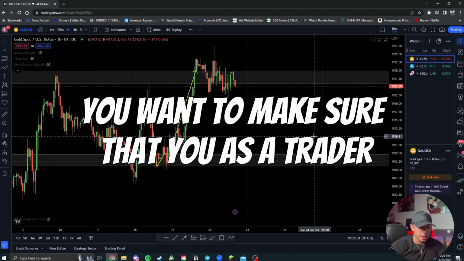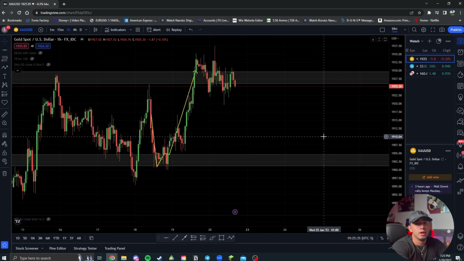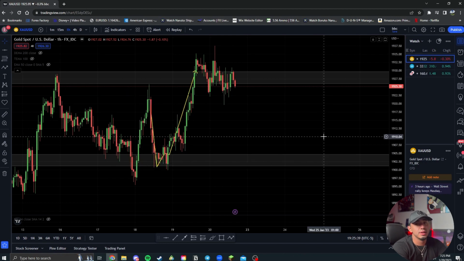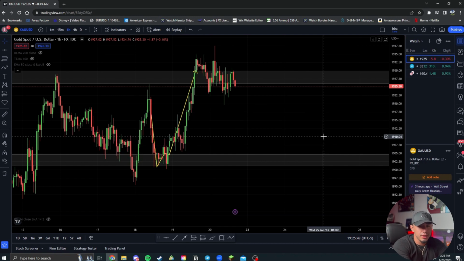You want to make sure that you, as a trader, are in the trade at the most favorable position or entry possible, because you're in the business of making money and risking less money to make more money. Obviously, that's kind of counterintuitive, but at the end of the day, even though you're going to be risking a whole 1%, or you could risk 0.5% or 1/4%, you don't want to be in drawdown.